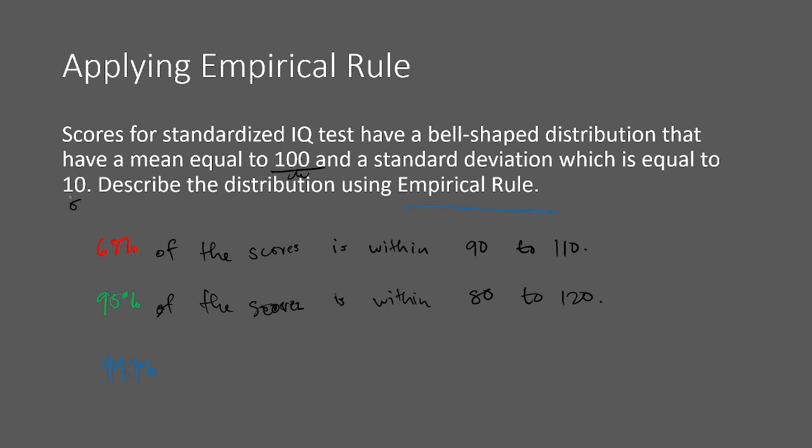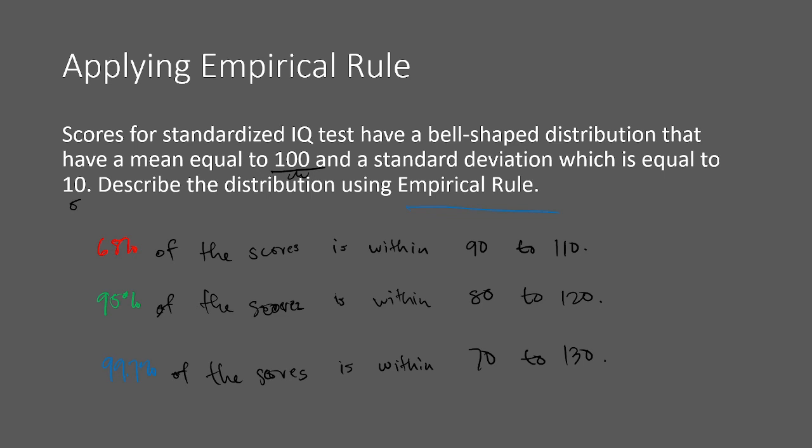And also, same goes for 99.7%. All we need to do here is just multiply 3 to our sigma or our standard deviation. So, we will have 30. So, 99.7% of the scores is within 70 to 130. So that will be the application of our empirical rule.